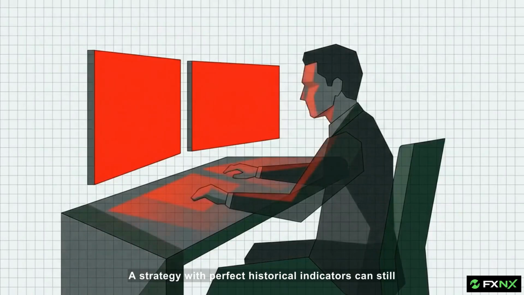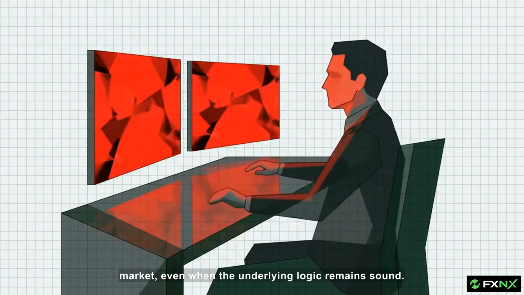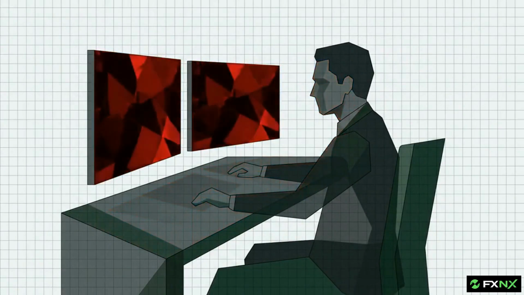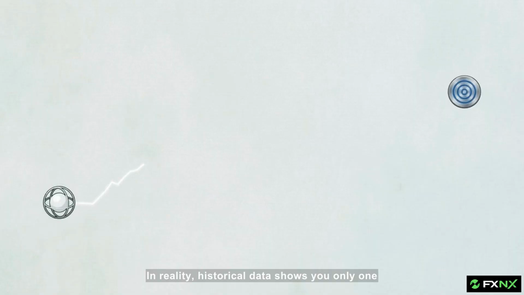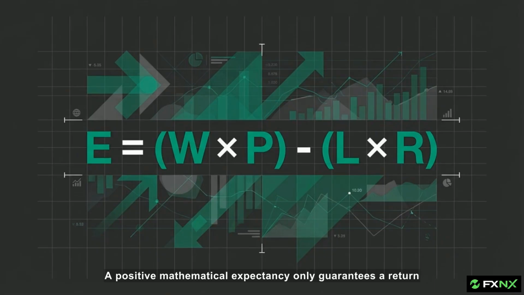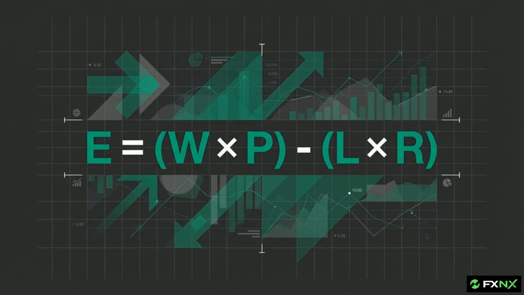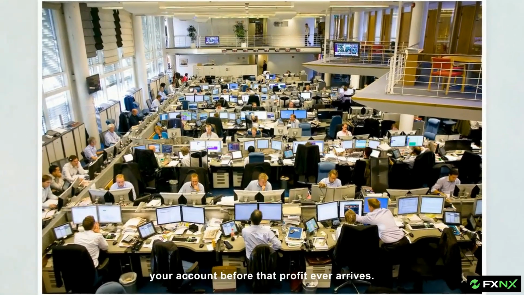A strategy with perfect historical indicators can still collapse under the weight of a live market, even when the underlying logic remains sound. This is the backtest illusion, the assumption that the specific order of past trades will repeat itself exactly in the future. In reality, historical data shows you only one possible past, a single path that rarely repeats in the same sequence. A positive mathematical expectancy only guarantees a return across the long run. It does nothing to protect you from a short-term sequence of losses that could drain your account before that profit ever arrives.